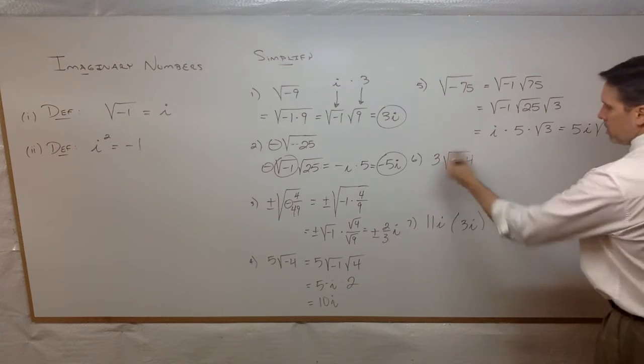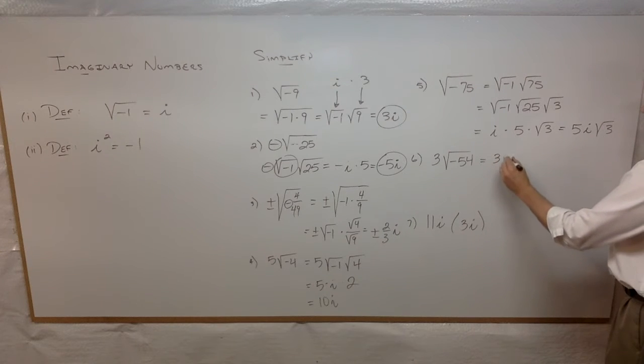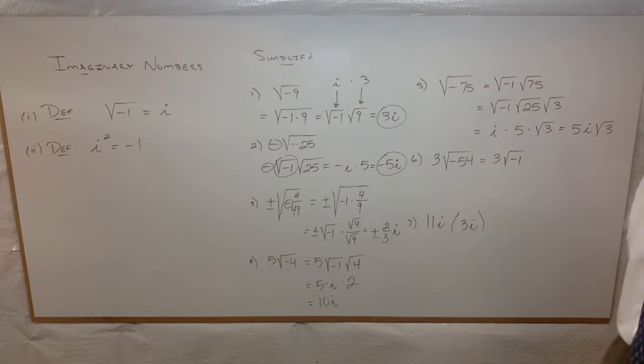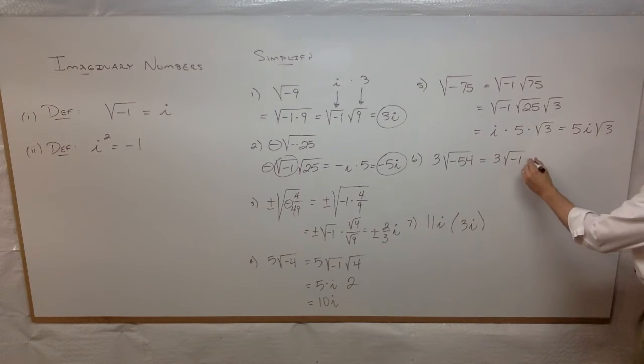Okay, same idea here. We'll save the 3, not much you can do there. Split up negative 54. Let's split it up 3 ways. First of all, take out the imaginary part, square root of negative 1. 54, largest perfect square, I believe, is 9.